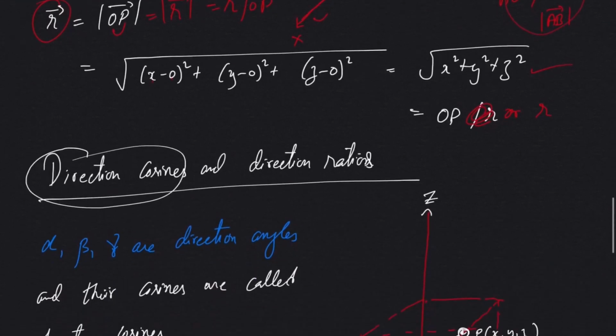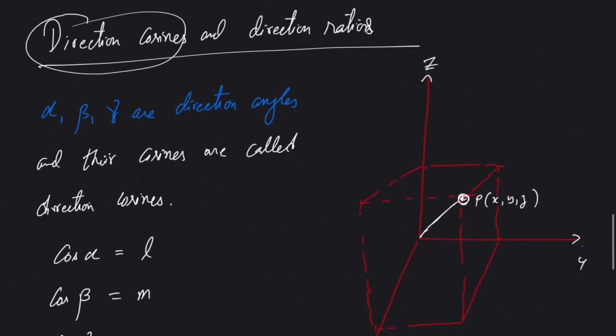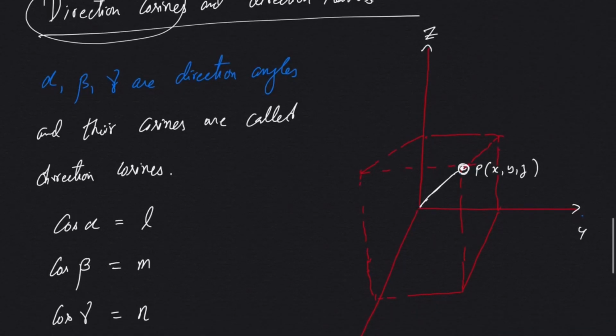Okay, now the next topic will be direction cosines and direction ratios, which is going to be very important, because in three-dimensional geometry also this is a must. So let's see what we have now. If we consider this point P, which is lying in space.